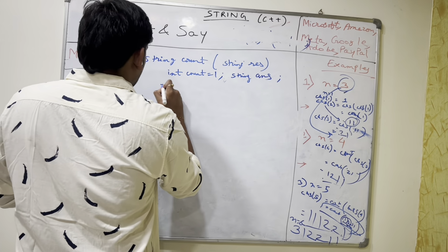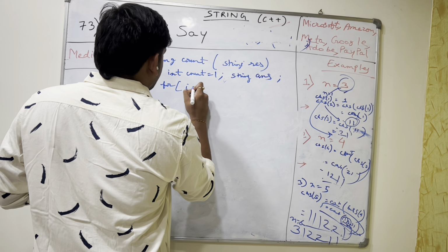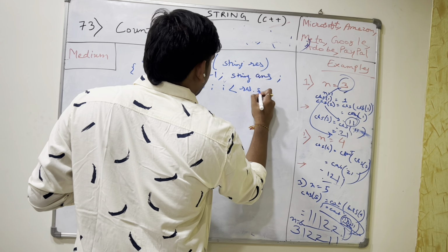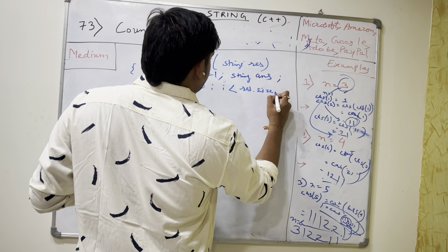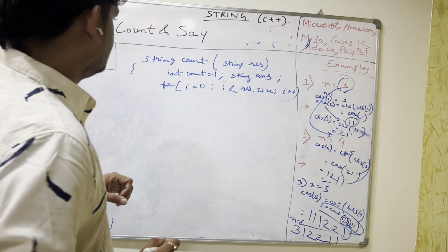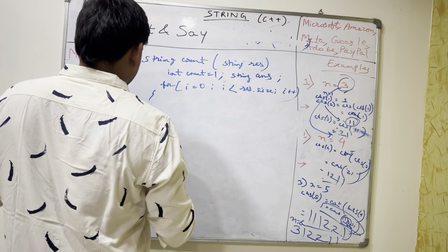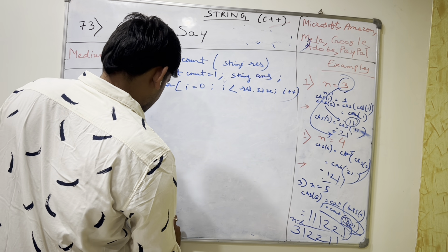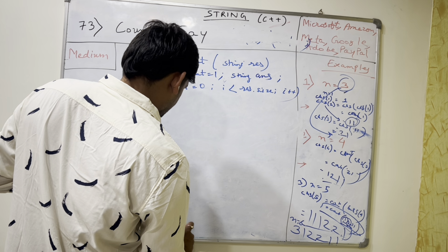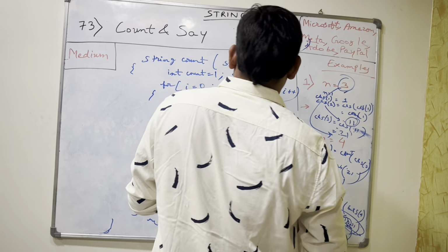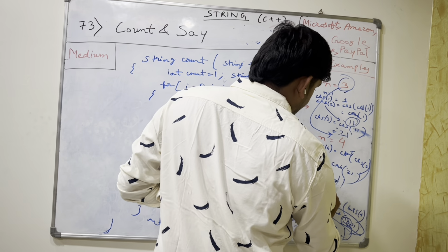So what we do, we traverse for i equal to 0, i less than res dot size, and i plus plus. Let's traverse the string, and at the end we will return the answer. Okay, fine. Now here in this case we are counting the value, right?